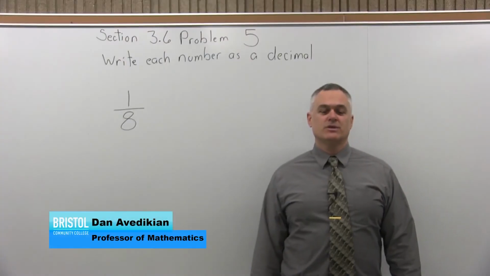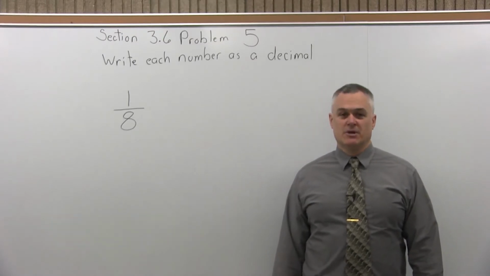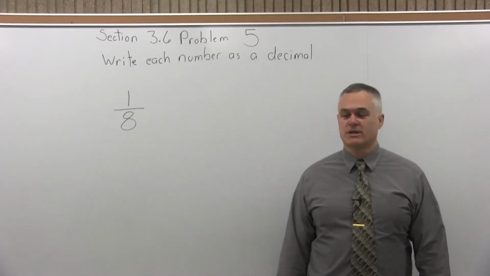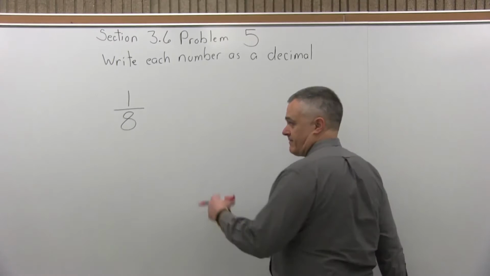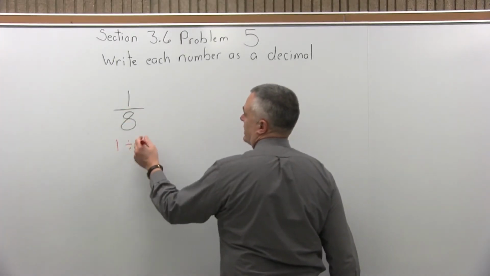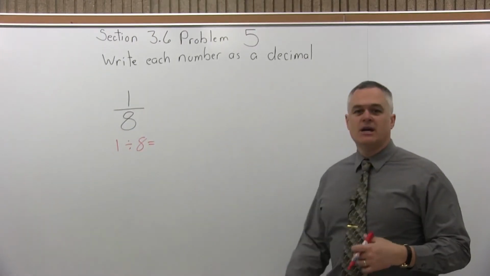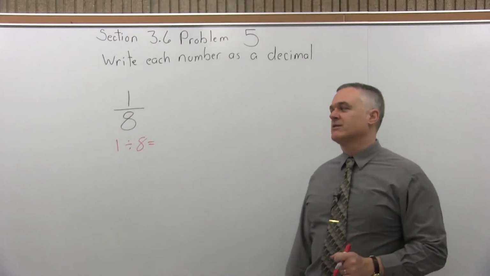This is Section 3.6, Problem 5. It says write the number as a decimal, and we have the fraction 1/8, write it as a decimal. Now, if you have a calculator that you can use, what you do is you do the numerator of the fraction divide by the denominator, in this case 1 divided by 8 equals, and you'll get the answer right away, if you have a calculator.